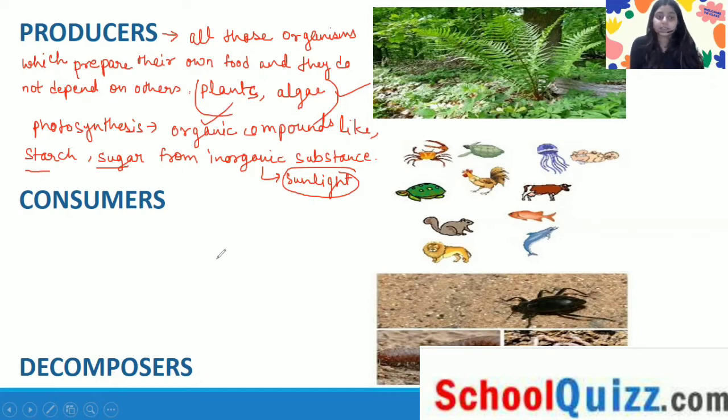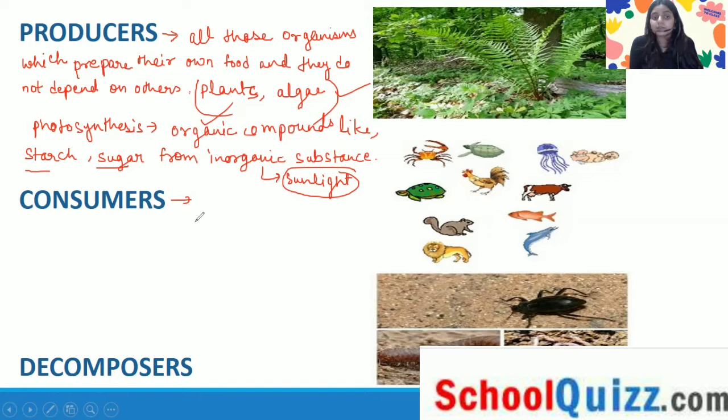Next we have consumers. Now you might have a question: under which category are human beings? Are they producers, consumers or decomposers? Human beings are consumers. Why? Because we depend on the food substances of others. You might be thinking we prepare our own food in our kitchens, so why are we under the category of consumers? Because we depend on others for food.